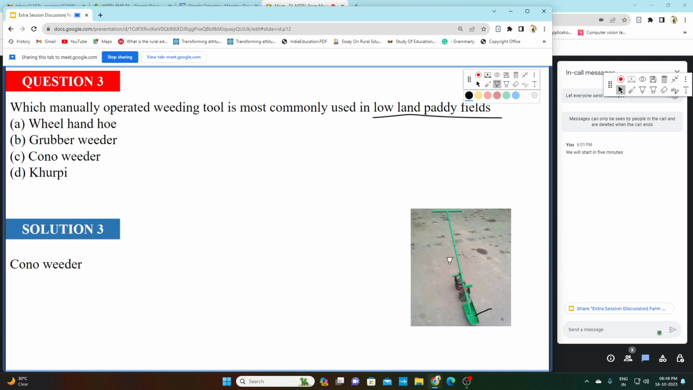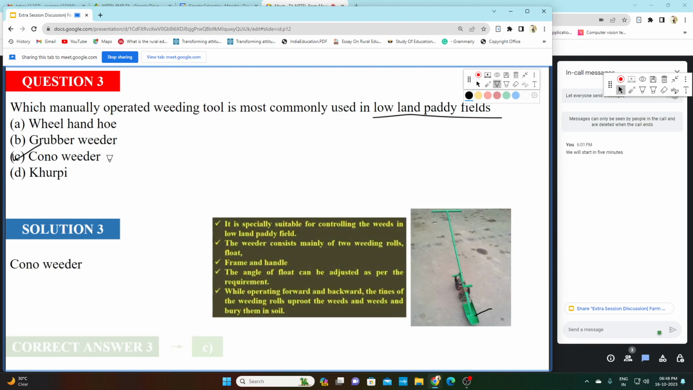So this type of equipment is known as cono weeder. For lowland paddy fields, we use this equipment known as cono weeder. So option C is your correct answer. So these are some of the specifications. It is specifically suitable for controlling the weeds in lowland paddy fields.